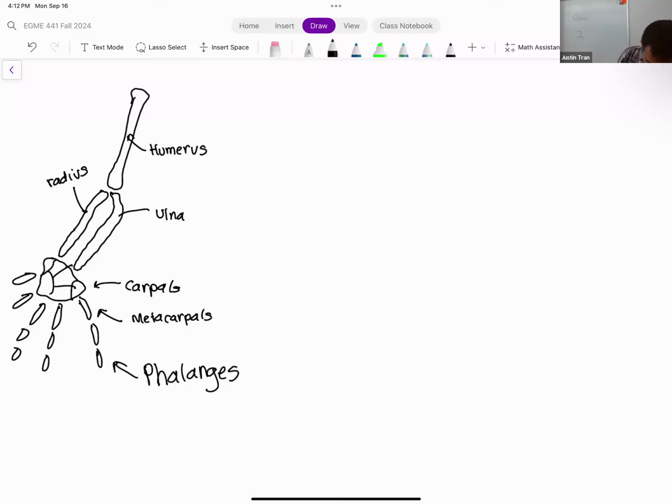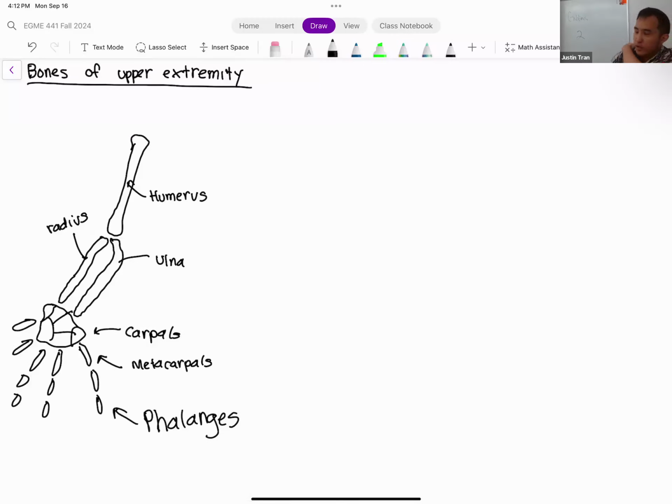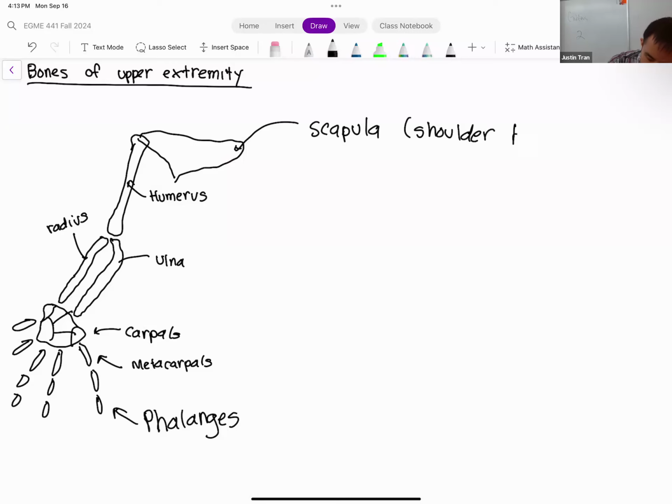Okay. So coming back up to the top of the shoulder, there's one bone that comes in the back. This is known as your shoulder blade, right? It's in the background here, but it's triangular in shape. So this is your scapula, also known as the shoulder blade.